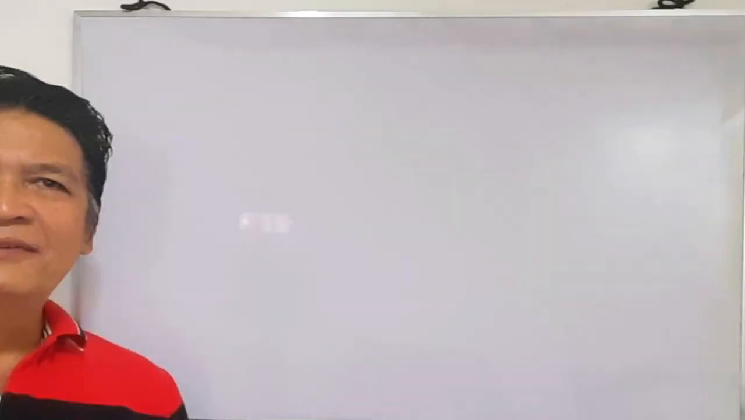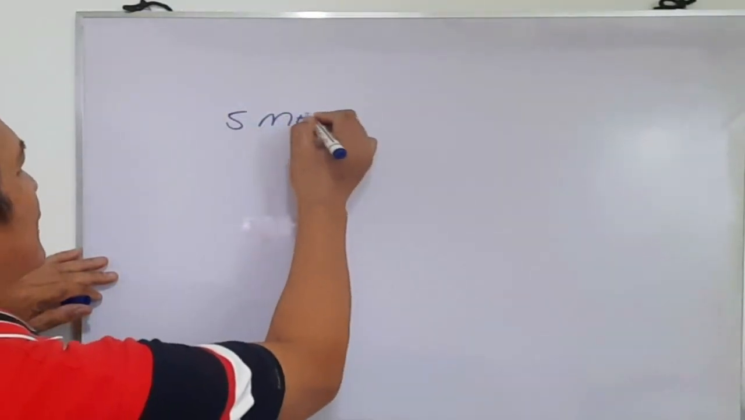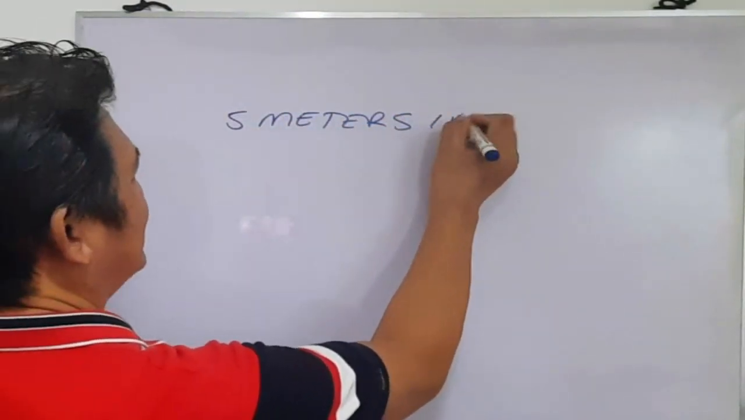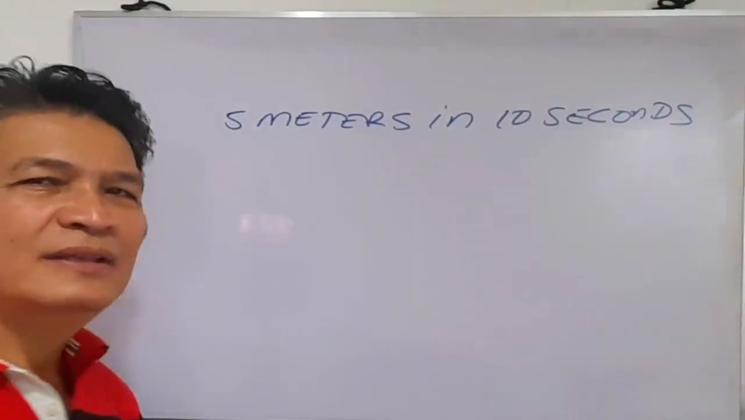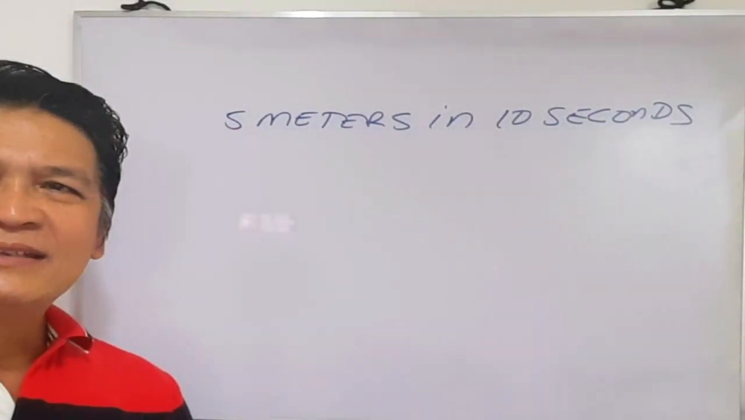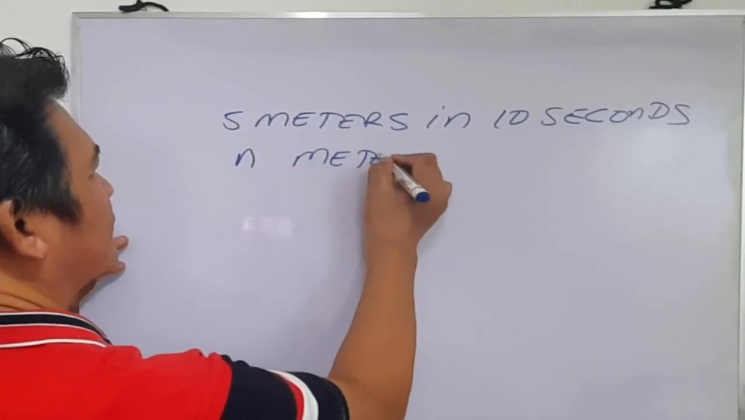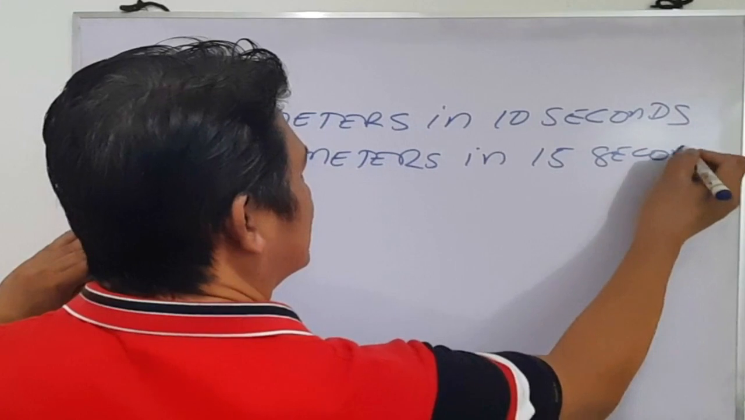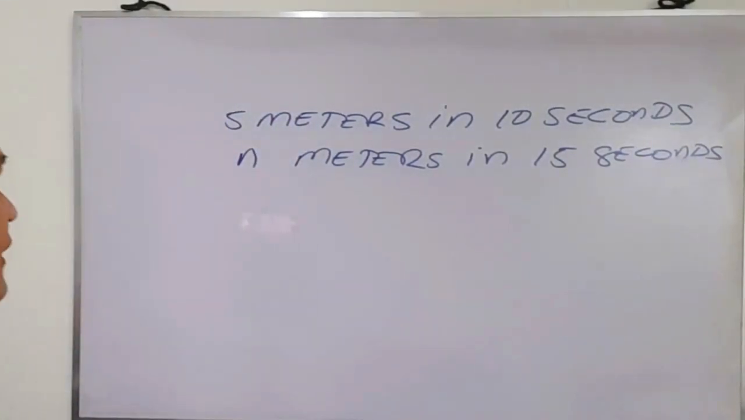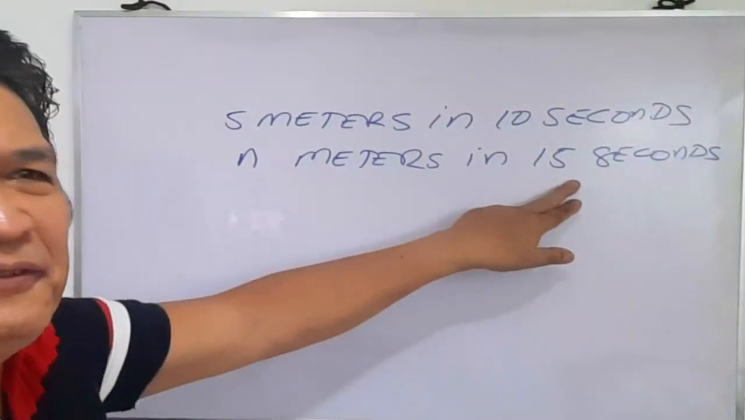Okay, one last example. For example, you are walking, okay? Let's say you can walk 5 meters in 10 seconds. Question is, how many meters can you walk in 15 seconds? n meters in 15 seconds. Okay? You can walk 5 meters in 10 seconds. How many meters can you walk in 15 seconds?